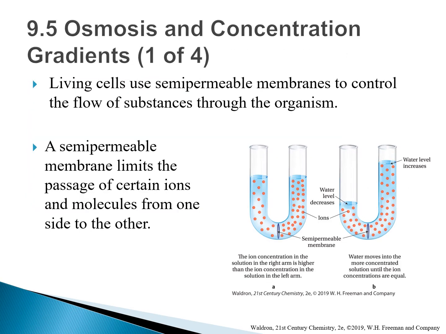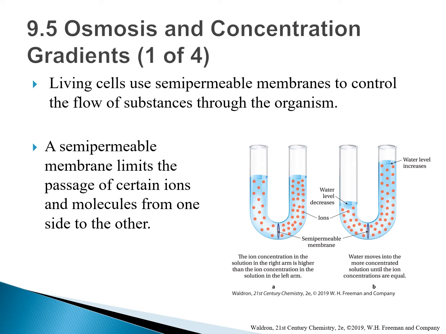Living cells use semi-permeable membranes to control the flow of substances through the organism. We model this process with a U-shaped tube containing 2 solutions separated by such a barrier. Suppose this system represents the membrane surrounding the cell. Then, for example, one side of the barrier represents the inside of the cell, and the other side of the barrier represents the outside of the cell, as shown in Figure A.